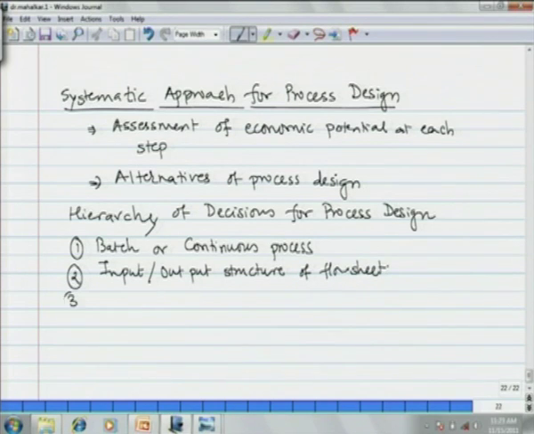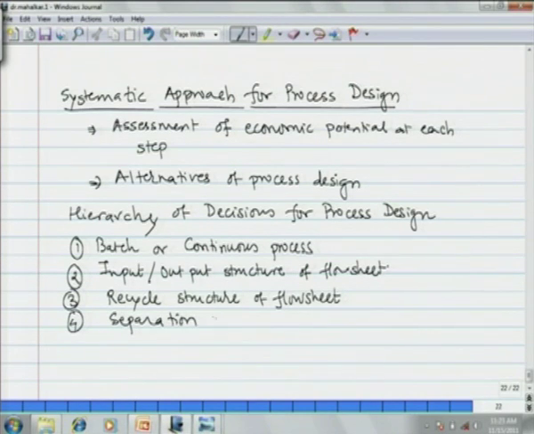Then comes the recycle structure of the flow sheet. Then comes the design of the separation system. And in this we saw two separation systems, the vapor recovery system and the liquid separation system. And finally, comes the heat integration.